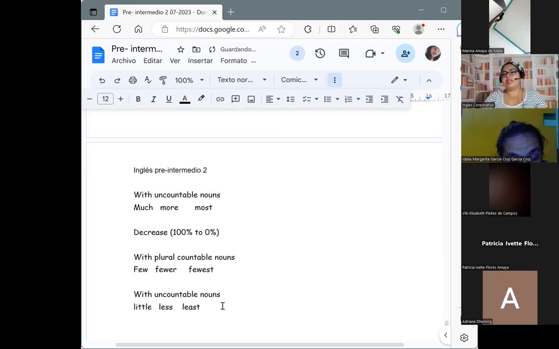podemos decir lo que se trata del incremento, ¿verdad? De lo que nosotros estamos explicando, o cuando va bajando, ¿verdad? Lo que estamos explicando, la cantidad que estamos explicando. Por eso es que aparece el incremento del 0 al 100 o cuando va bajando del 100 al 0. Vamos a ver algunos ejemplos y estamos a punto de terminar este tema.